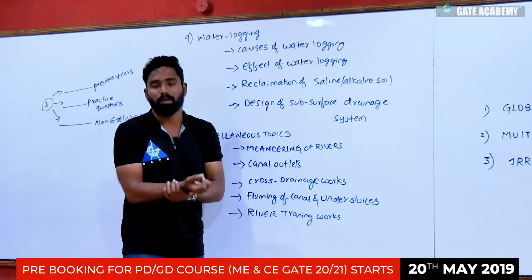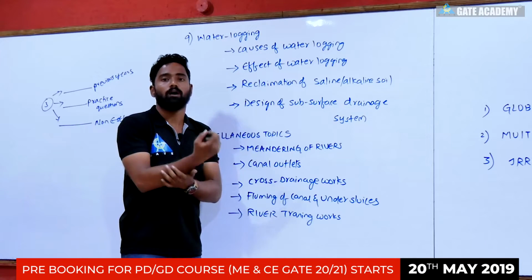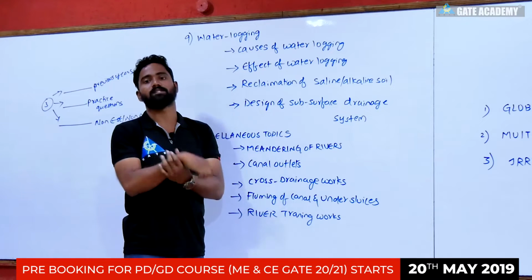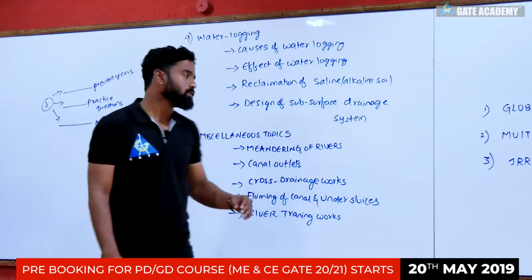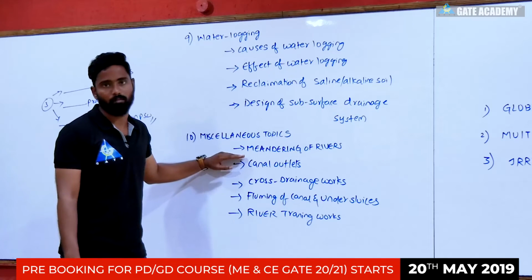sinuosity, what is meandering, and if sinuosity is more than 1.5, what happens? If it is less than 1.5, what happens? What is meandering width, what is meandering length? So this is an interview topic.